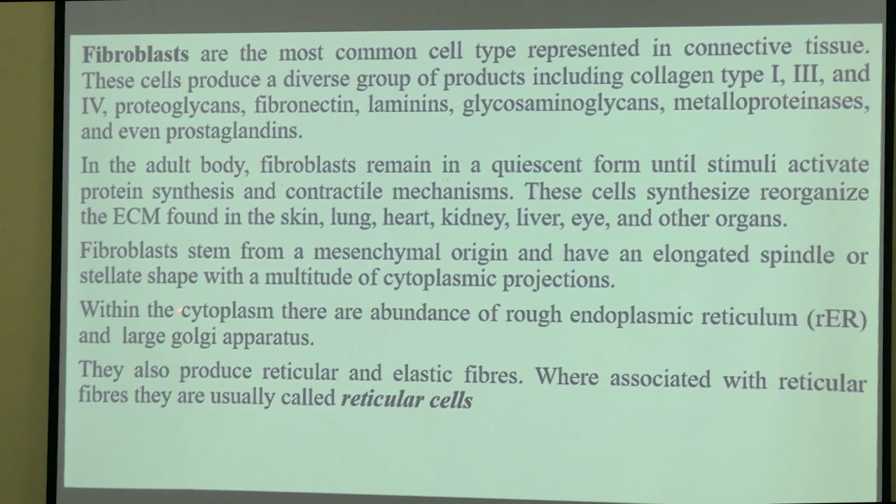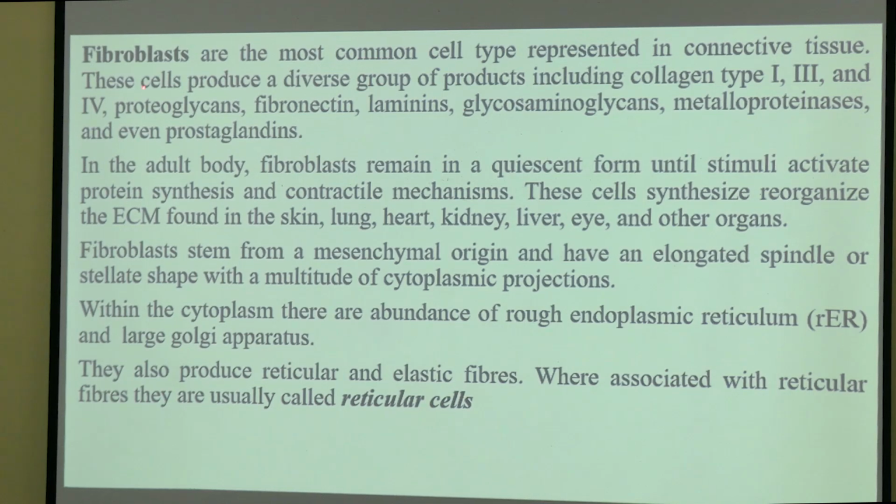Next. Fibroblasts are of stem cell origin, meaning they originate from the stem cell. If you see the shape, it is elongated, spindle shaped or stellate shaped. Along with that, they have cytoplasmic projections, which I have shown you just now. Within the cytoplasm, abundant rough endoplasmic reticulum is there, and along with that, a large Golgi apparatus.